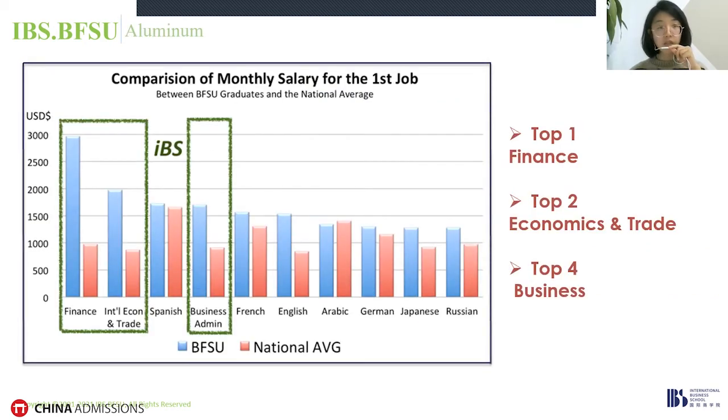And as I mentioned before, our students can get very high salaries when they graduate. More specifically, by the way, the blue bar is ABS students and the red one is the average level. So you can see that students majoring in finance, international economy and trade, and business administration can get much higher salaries when they graduate. Like finance is almost 3 times the average level.